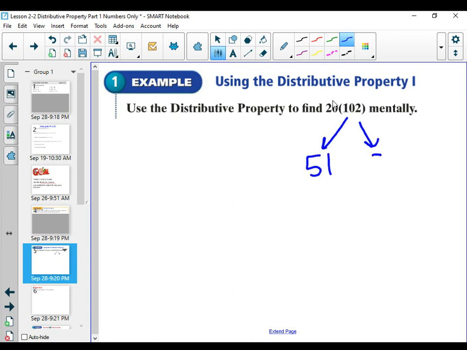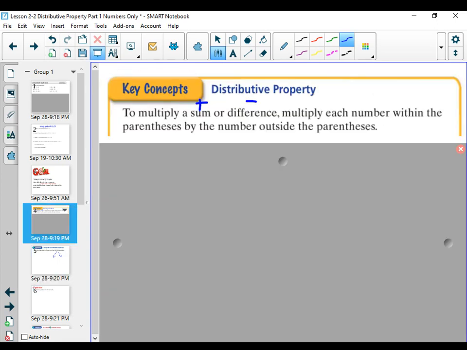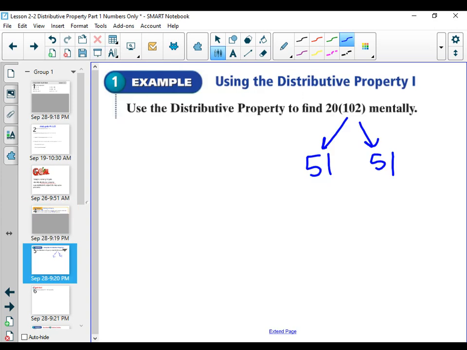Ooh, 51 and 51. That is true. It is the same as 102. But if I go back, it says I'm going to have to multiply, and I don't really want to multiply anything with 51. So I'm going to keep thinking. What is the same as 102? I know. 100 plus 2.